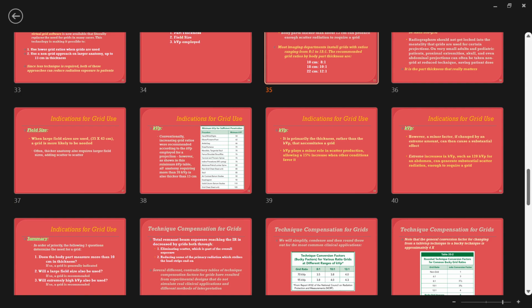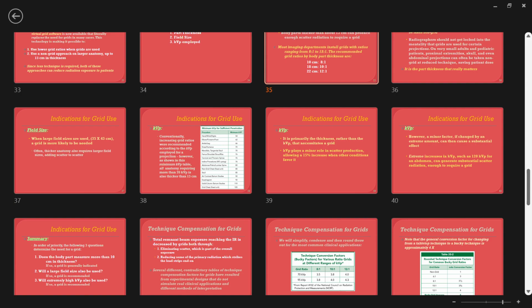But yeah, if you're using the Bucky trays, they're fixed. Usually they're like a 12-to-1 grid, and they're just fixed. Most stationary grids that can be moved around the X-ray rooms are usually an 8-to-1, because it's a general purpose type of grid ratio. But yeah, usually they're fixed.